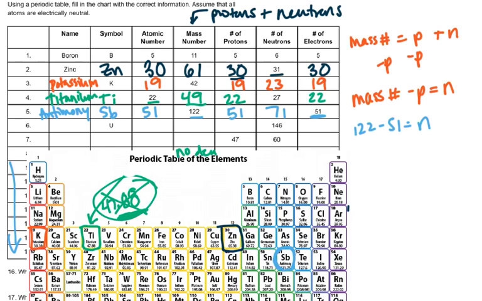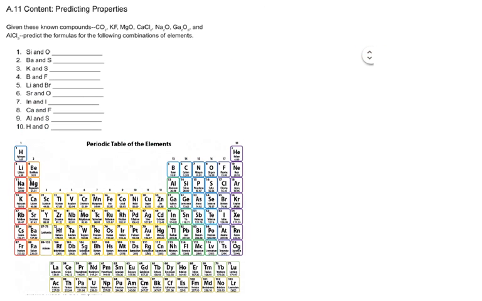I'm going to move on to the next little section, which was A11. It was predicting products. I suggest you pause the video here, go and do the table, and then you can come back to this video to do this portion, which is sort of the second half of the assignment, or you can just keep watching and hope you got it all in your head.